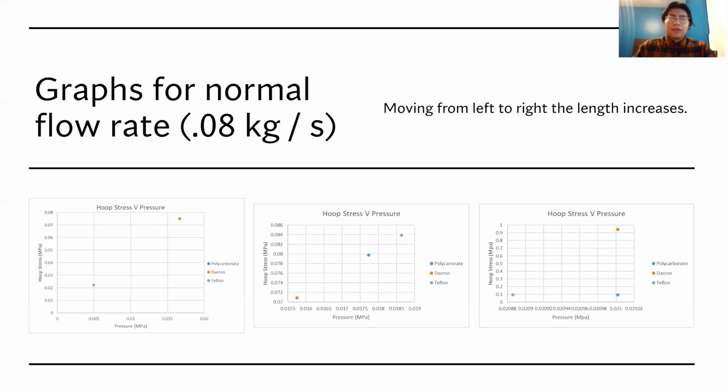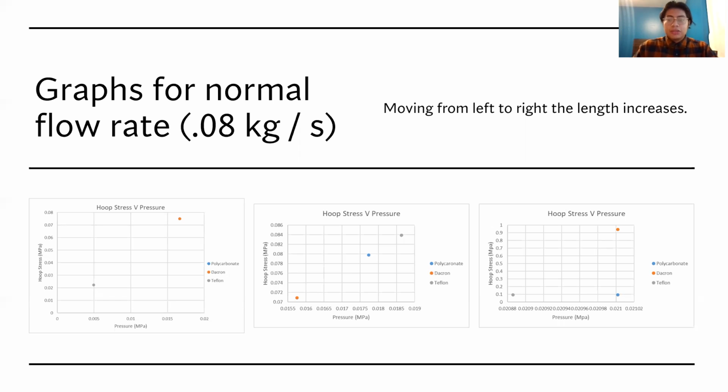Now, here are the graphs for the normal blood flow, which is 0.08 kilograms per second. From left to right, it's 1 millimeter, 10 millimeters, and 100 millimeters. As you can see, at 1 millimeter, Dacron and polycarbonate don't really have much difference when it comes to the relation of hoop stress and pressure. The difference is more notable as the lengths increase.